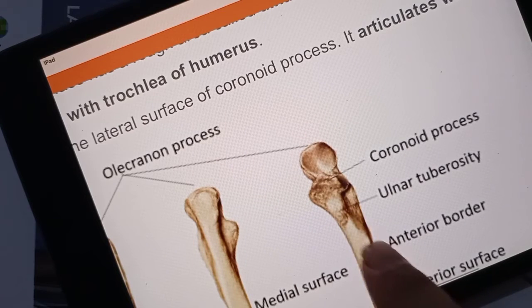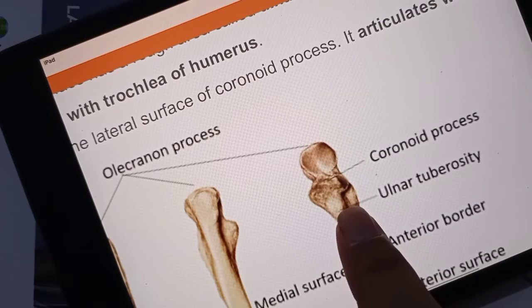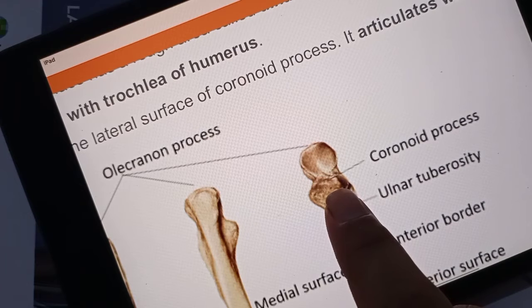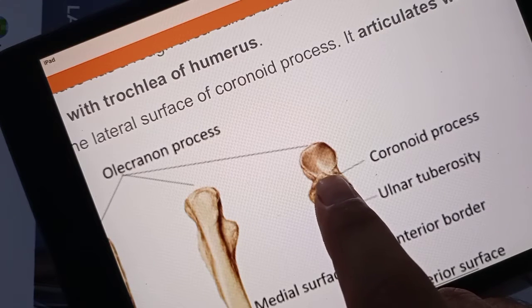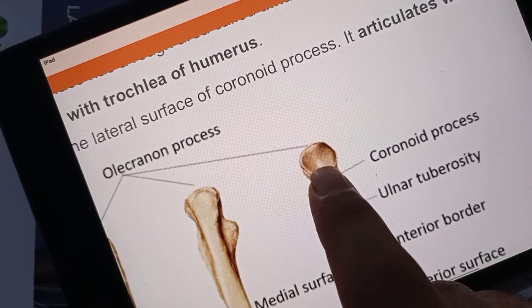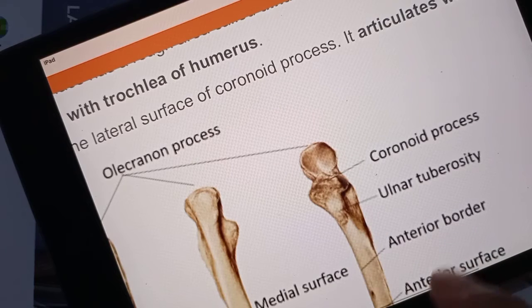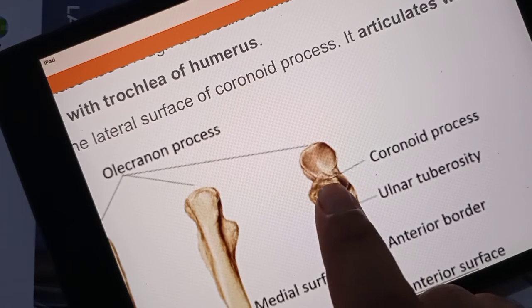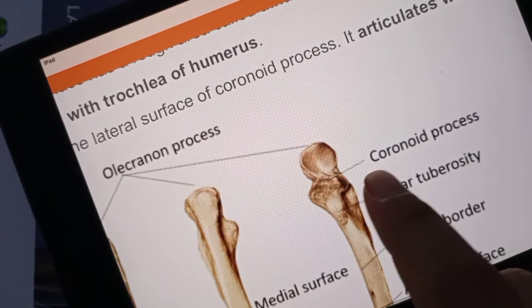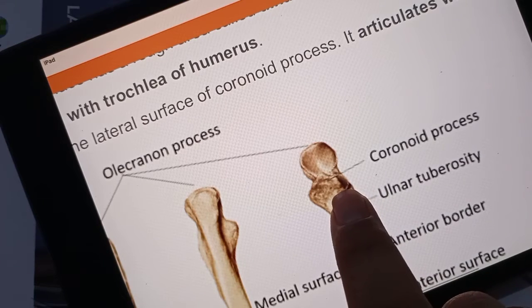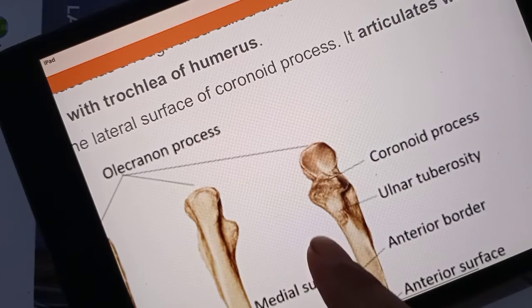From the anterior view, you can see in this diagram, this is the coronary process. In between is the trochlear notch, and above is the ulnar process. And on the lateral side of the coronary process, this is the lateral side, this is the medial side.